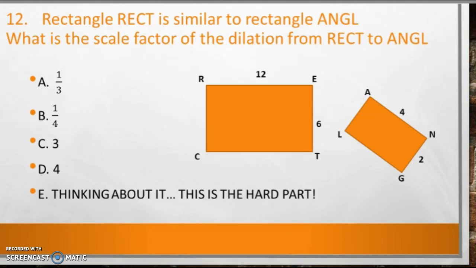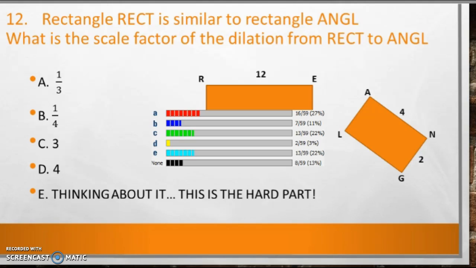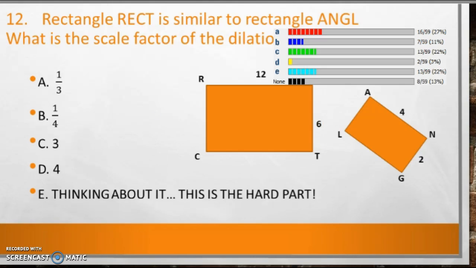Okay, the last one for the Unit 6 review. It says rectangle RECT is similar to rectangle ANGL. Let's see what I did there with the letters. I'm such a dork. Okay, what is the scale factor of the dilation from RECT to ANGL? Oh, so we're torn. A is kind of winning, but we're kind of torn between A and C. So, let's check it out.